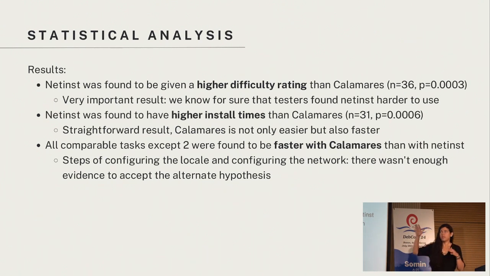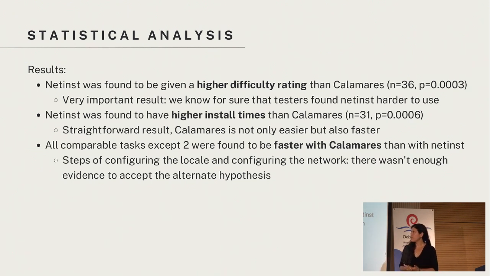Whenever this number, the P value, is lower than 0.05, then we can accept the hypothesis. We judge this a very important result. We know for sure that the testers found the netinst installer harder than Calamares. Netinst was found to have a higher install time than Calamares, and those are the numbers. So you see the p-value, we can also take it.